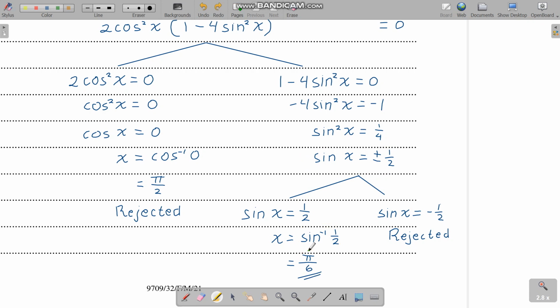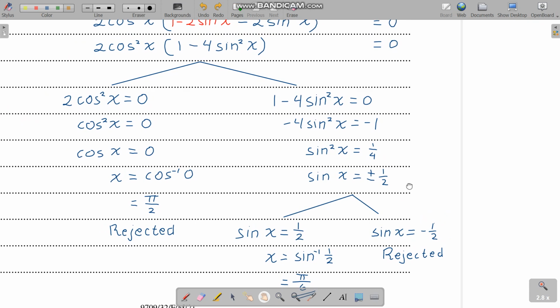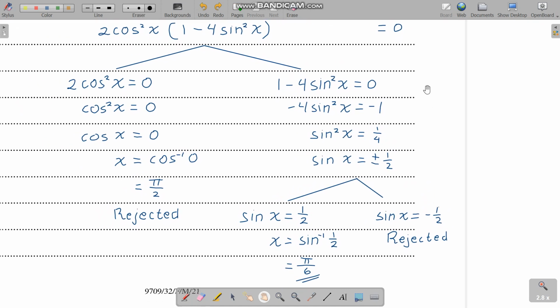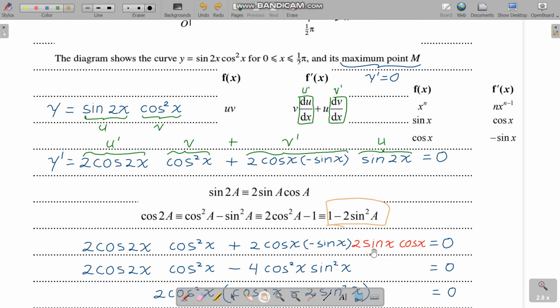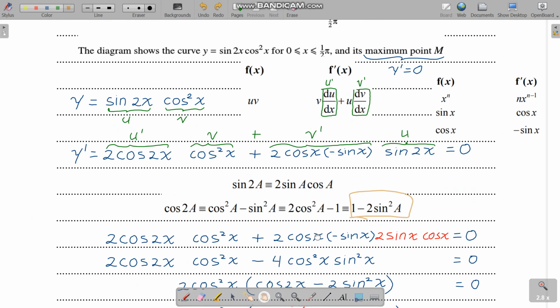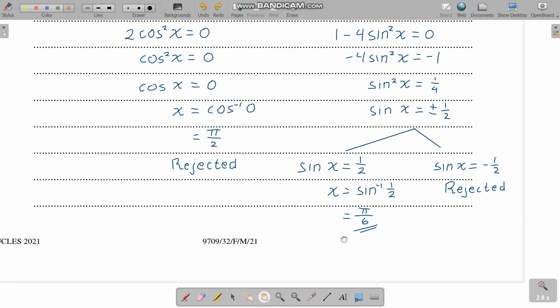If it's minus, well, this is rejected because for the negative sine x, we have to use something not in the first quadrant basically. Okay, so it could be the negative angle or the third quadrant or fourth quadrant, but it is just not between 0 and pi over 2, not in the first quadrant. So the only answer we can use is the pi over 6.